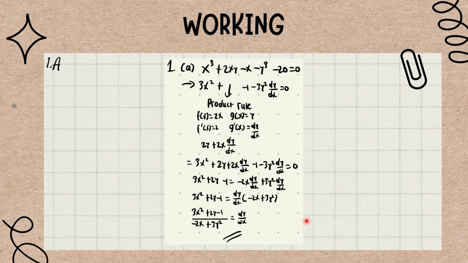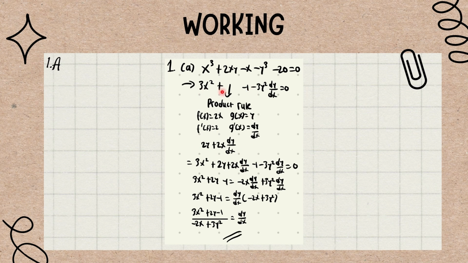So for this question, we have to find dy over dx in terms of x and y. The equation is x cubed plus 2xy minus x minus y cubed minus 20 equals 0, and we have to find the derivative of this equation. The derivative of x cubed is 3x squared, and for 2xy we have to use the product rule, where f(x) is 2x and the derivative of 2x is 2, and g(x) is y, and the derivative of y is dy over dx. So the final result will be 2y plus 2x multiplied by dy over dx.